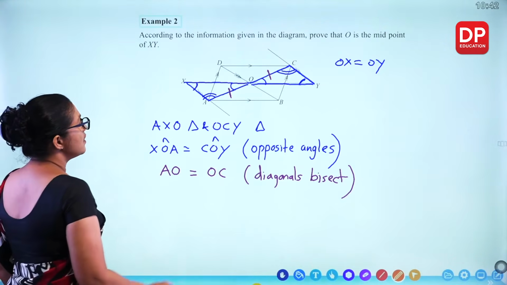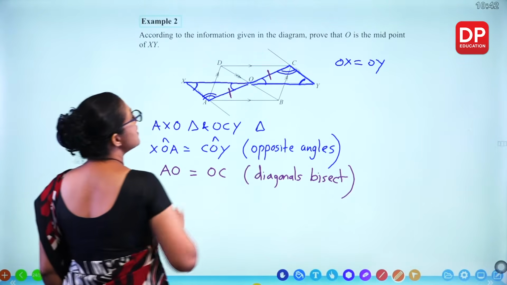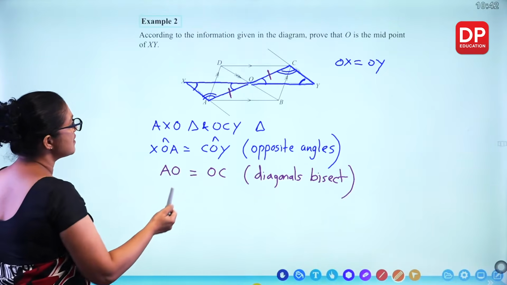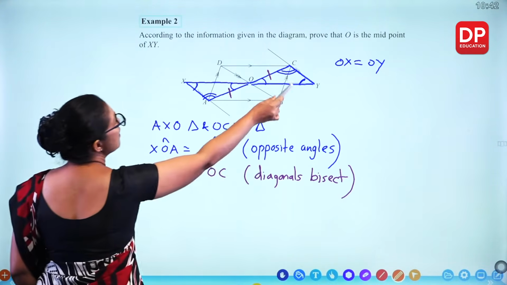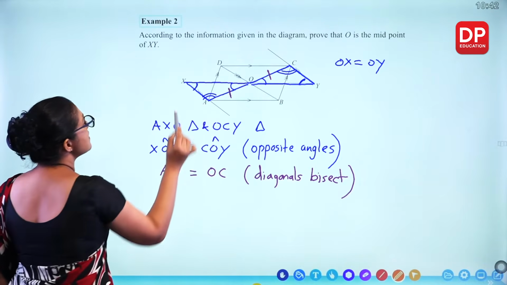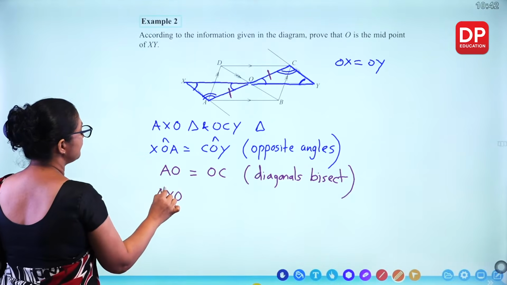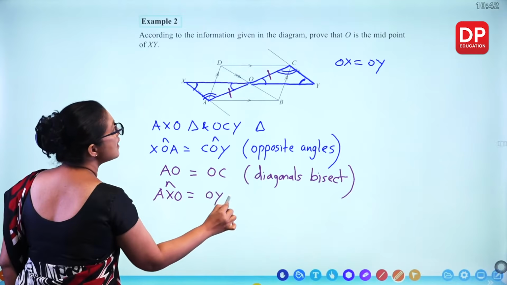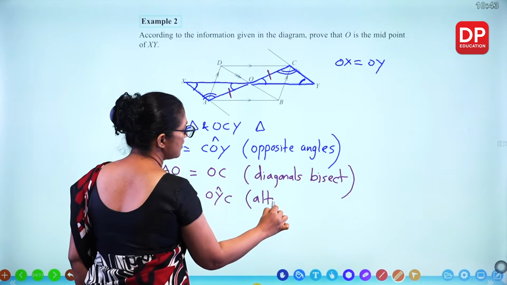We have angle, side and another angle. What's the other angle? We can write either this or this. I'll write this angle. AXO angle is equal to OYC angle. That's alternate angles.